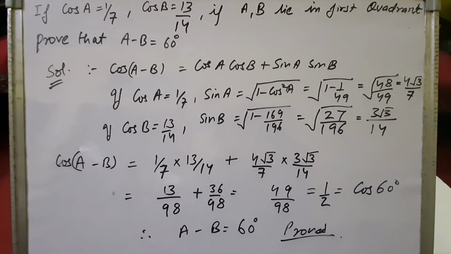So here in the left hand side you have cos A minus B. In the right hand side you have cos 60 degree. So when we equate the angle, it will be A minus B equals 60 degree. Hence, we have proved that A minus B is 60 degree. Alright children, note down please.